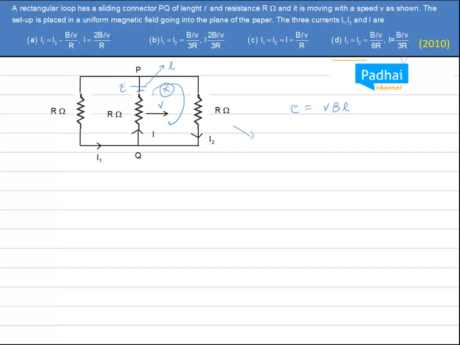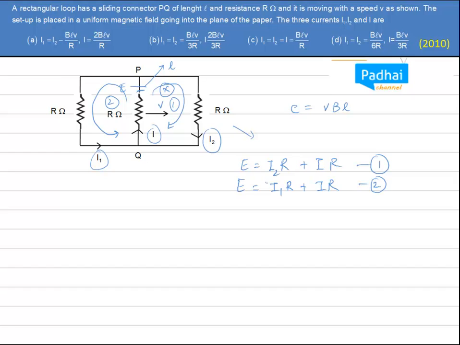Now if I use Kirchhoff's loop rule in this loop and in this loop, we will be able to solve the equations. How will we solve them? Let us assume over here this is I2, in this branch it is I, and in this branch it is I1. So E will be equal to I2 into R plus I into R. This will be the first equation, and in the second equation E will be equal to I1 into R plus I into R.